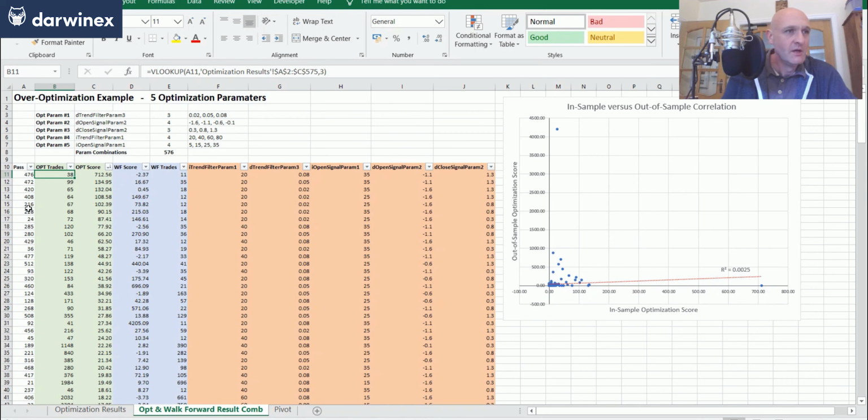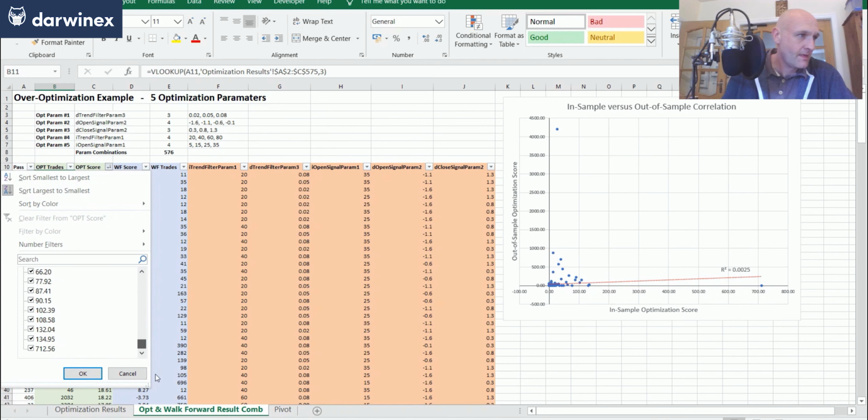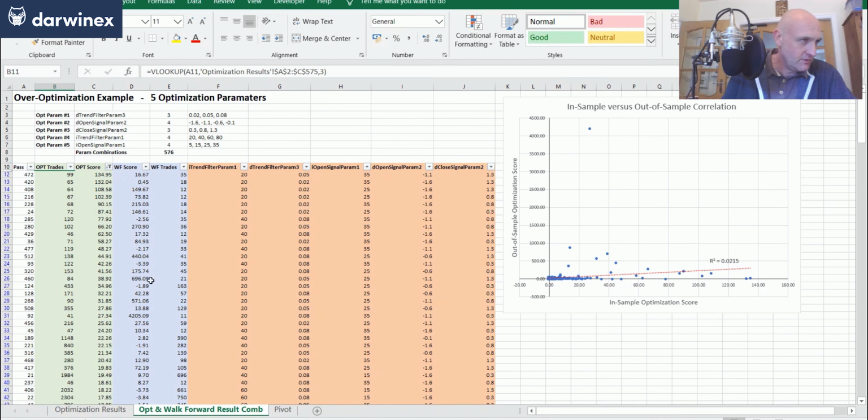So let's take away these two values from the chart so that we can take a closer look at the cluster of points here. So I'm just going to remove them on the filter, and then this one.